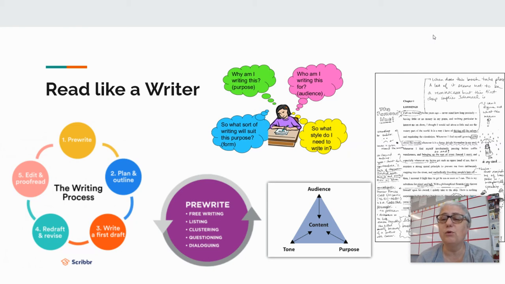But if you know "Call Me Ishmael" is from Moby Dick, if you were to see that in a nonfiction text and make that literary connection, why would the writer start with that? What is the purpose? What is the writer hoping to gain from using that?